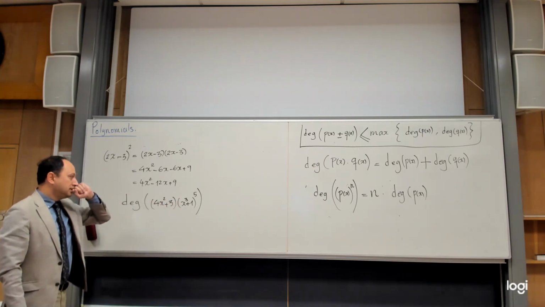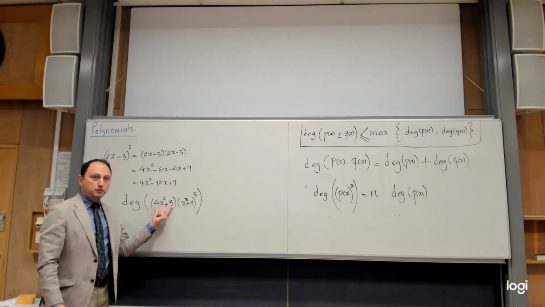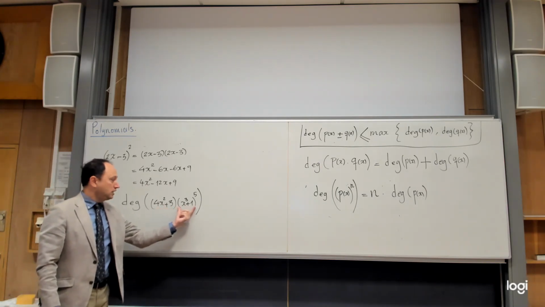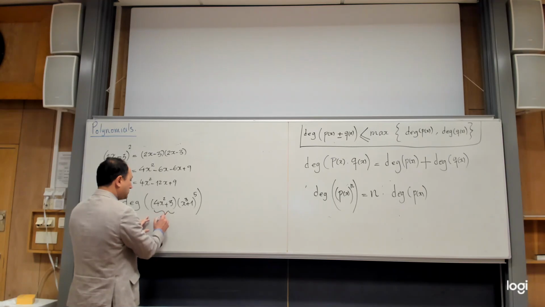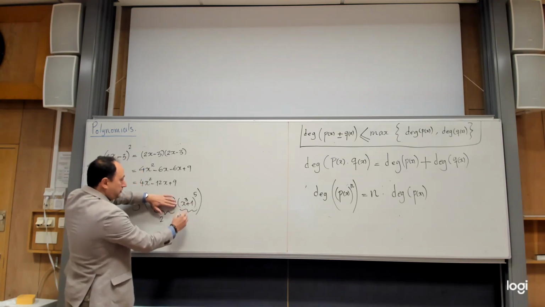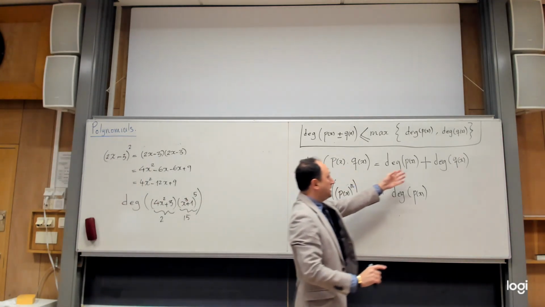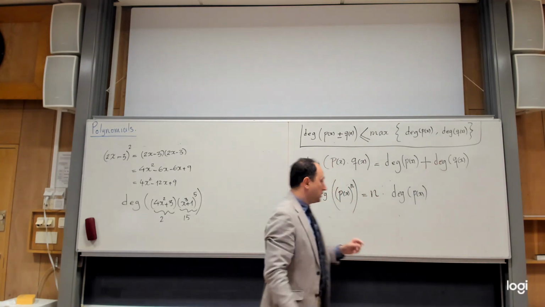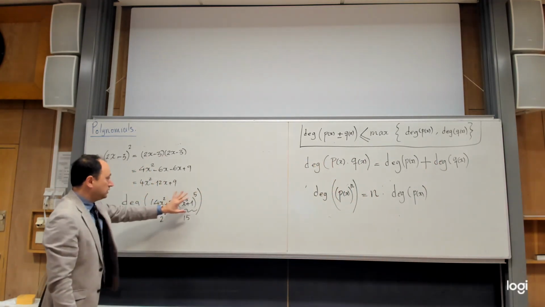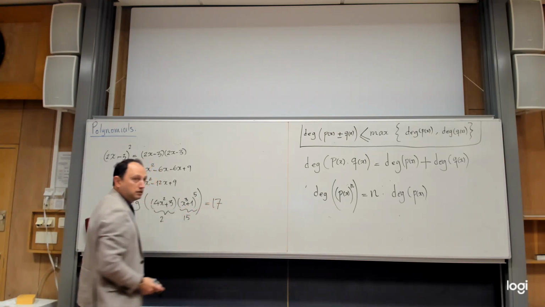17 is correct. Why? Because the degree of this one is 2. The degree of this one, according to this new rule, is how much? It's 15. But now I am multiplying these two, so the degree of a multiplication is the sum of the degrees. The degree of this one was 2, the degree of this one was 15. I am multiplying them, so the degree would be 17.